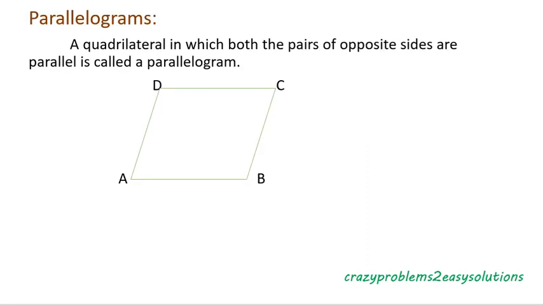Now we have to see the parallelogram definition. A quadrilateral in which both pairs of opposite sides are parallel is called a parallelogram. Look at the figure.